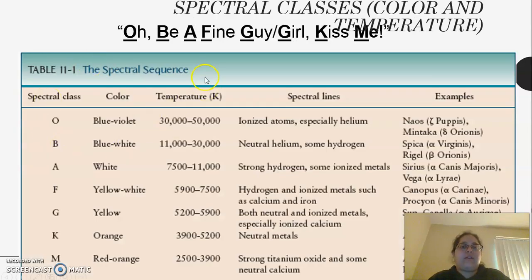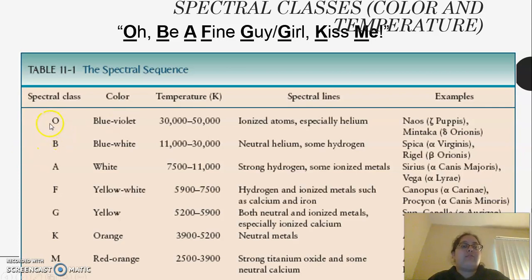So this right here is a little key for spectral classes, color, and temperature. I would definitely make a note of this chart because you will use it in your project to help identify what the color and temperature of your class project star is and what that means.